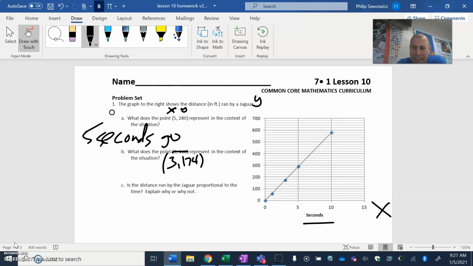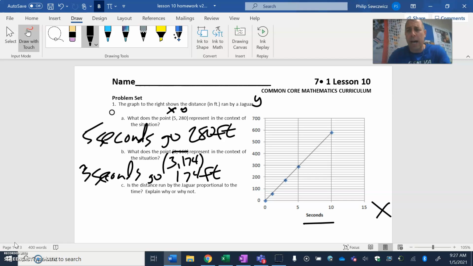And then I don't see the labeling here, so I'm going to go back up into the chart here, and it says, oh, shows the distance. Okay, that's the feet there. So be 280. All right. So same idea that's here. In 3 seconds, make a better 3 there. All right, there we go. In 3 seconds, that Jaguar can go 174 feet. So yeah, again, x coordinates and then y coordinates, which means we can get the information off the x-axis and the y-axis. So they want to know, is the distance run by the Jaguar proportional?